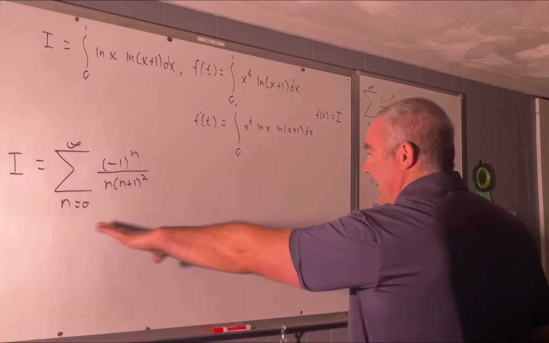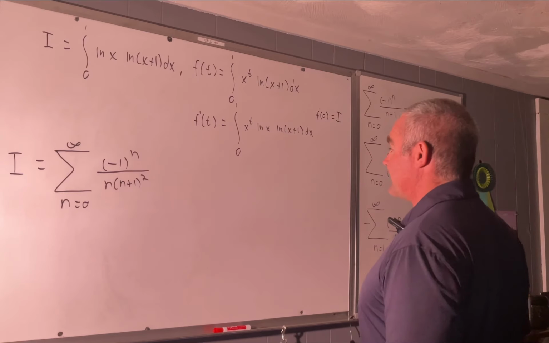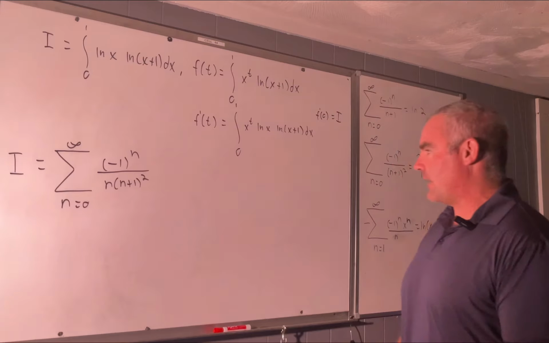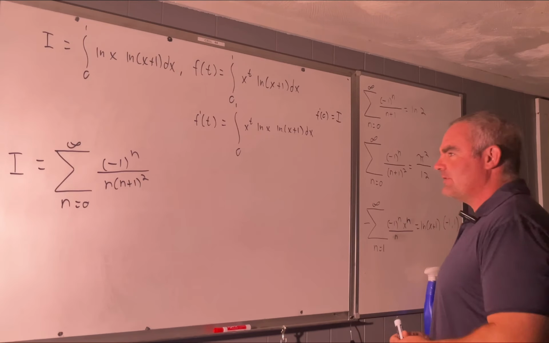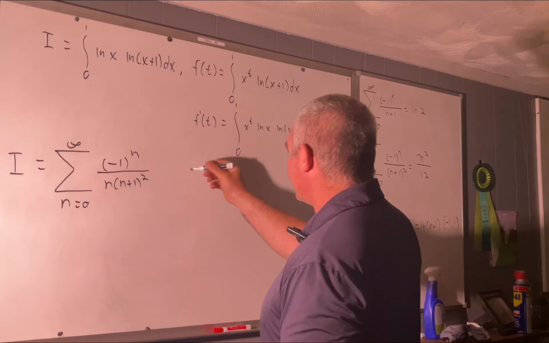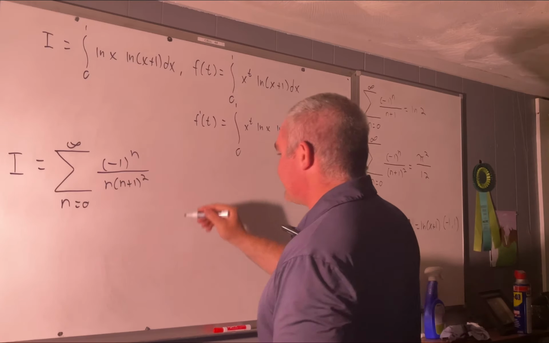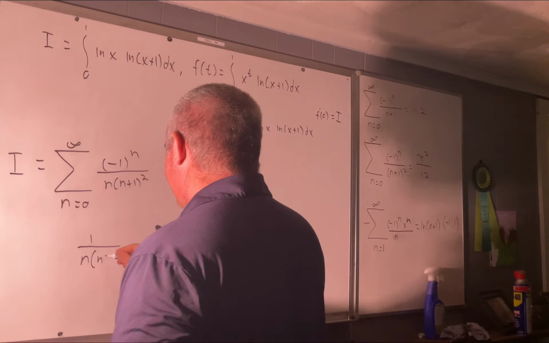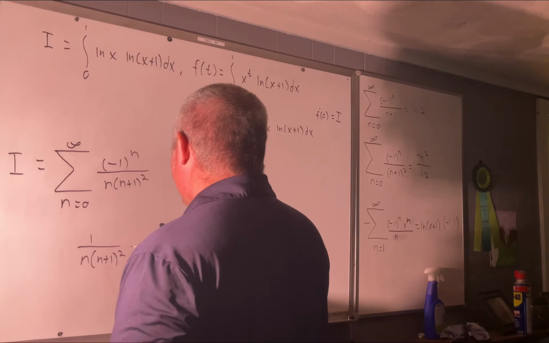But in this case, we can actually break this up. So we could use partial fractions on 1 over n times n plus 1 squared, but let's be a little bit more clever. All right, so let's start with 1 over n times n plus 1 all squared.